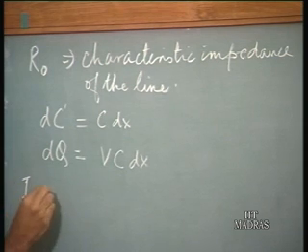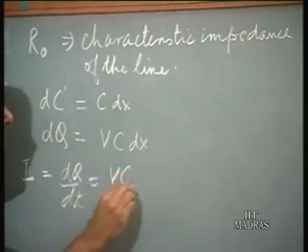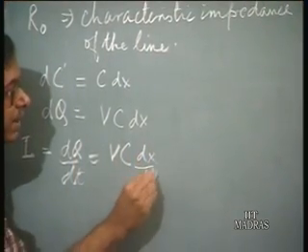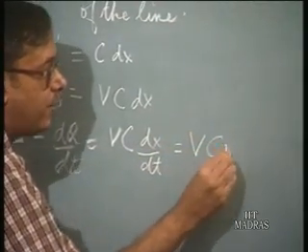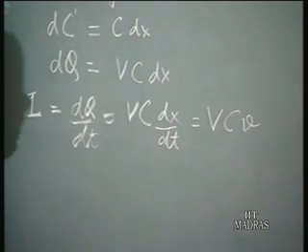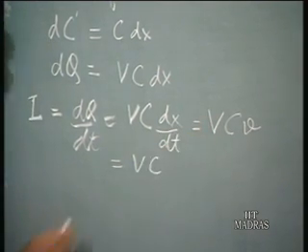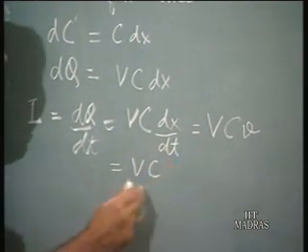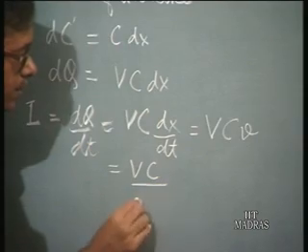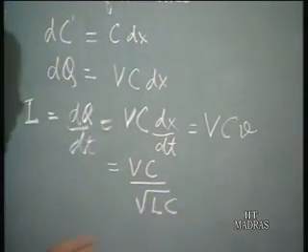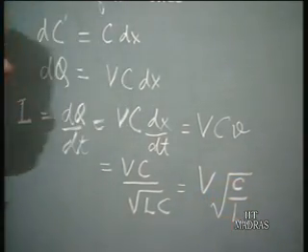Therefore the current is given by dq/dt. So we get V C dx/dt, which is nothing but the velocity. So we get V C v. Now, v, as we have already seen, is 1 by root LC. So this gives us V root C by L.